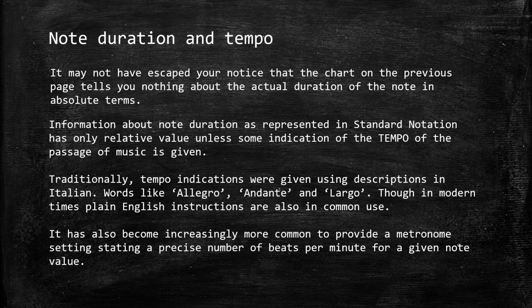Traditionally, tempo indications were given using descriptions in Italian, so words like allegro, andante and largo, though in modern times plain English instructions are also in very common use. And it has also become increasingly more common to provide a metronome setting, stating a precise number of beats per minute for a given note value.